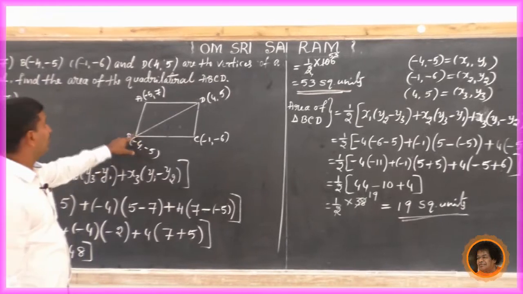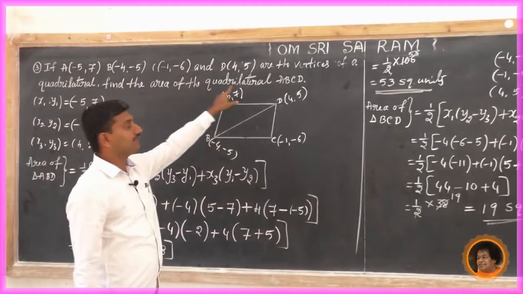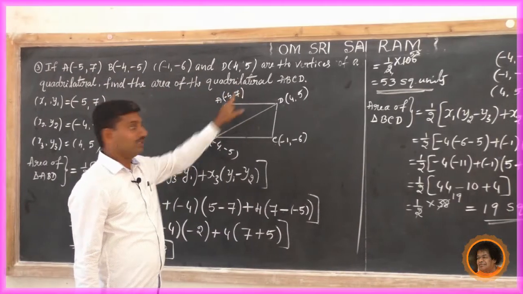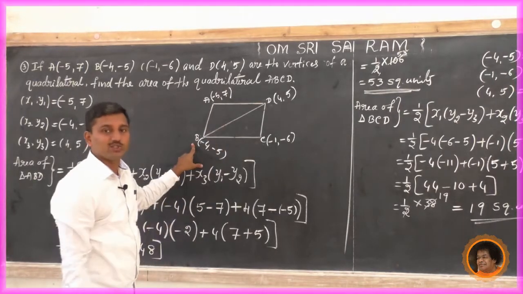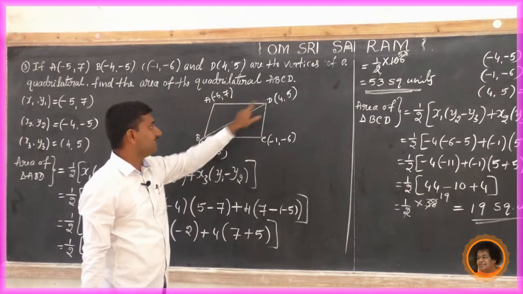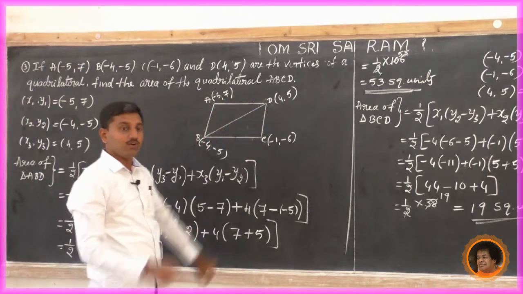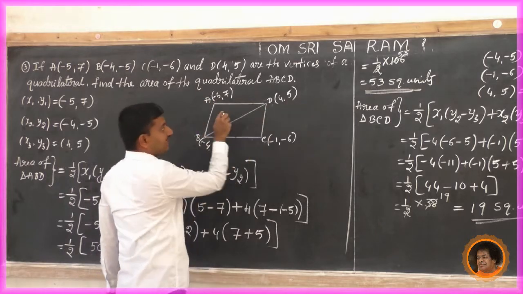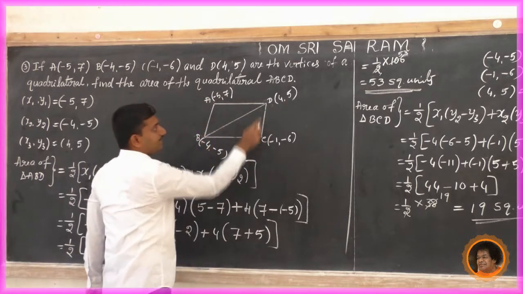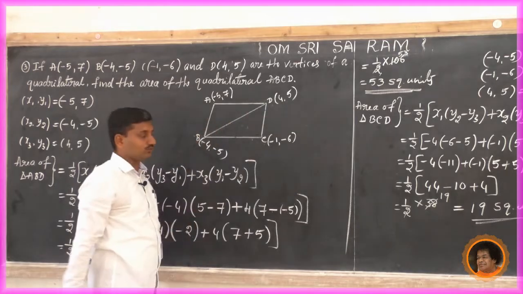So what is the question given? Find the area of the quadrilateral ABCD. By joining B and D, we will get two triangles. Which are the two triangles? Triangle ABD and triangle BCD. Now what is the area of the triangle ABD? Triangle ABD is 53 square units and triangle BCD is 19 square units.